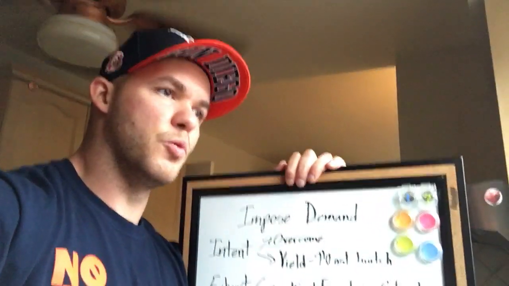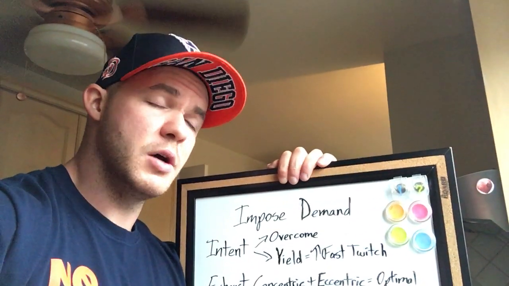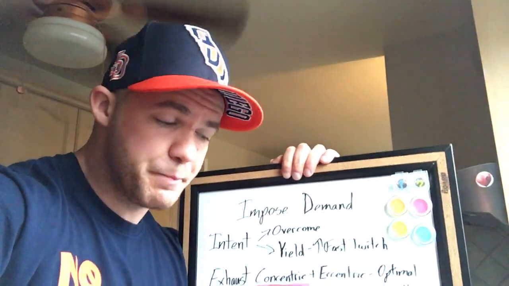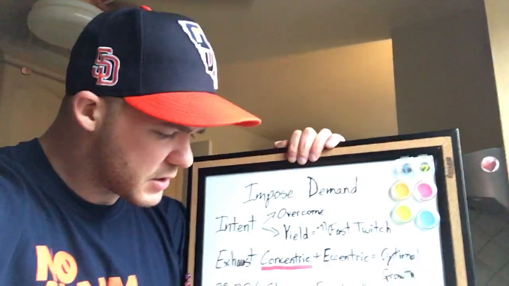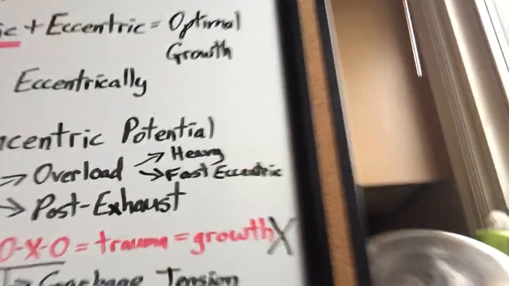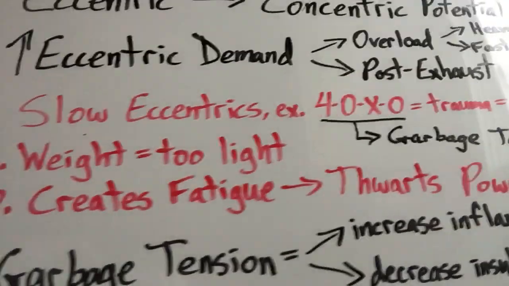Now, eccentrics will cause micro trauma and tearing of the muscle, but the tearing isn't what promotes the growth. The tearing is just a consequence of training. When you use a submaximal weight and you do this slow tempo, this is just garbage tension. Garbage tension. Waste of time, and I'll tell you why. 2 reasons. Number 1, the weight's just too light.